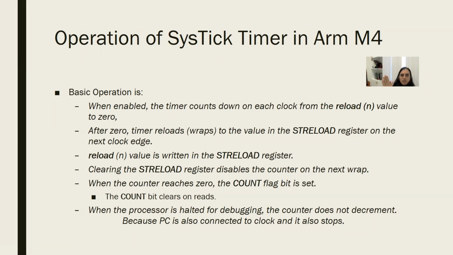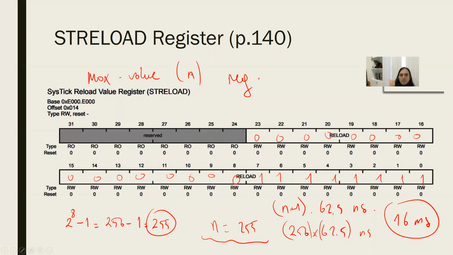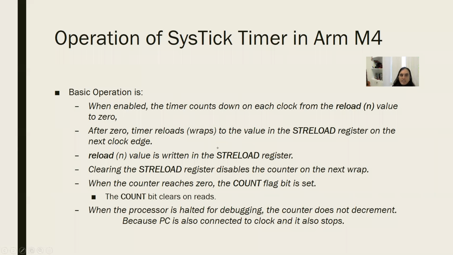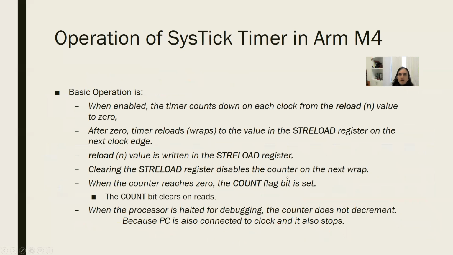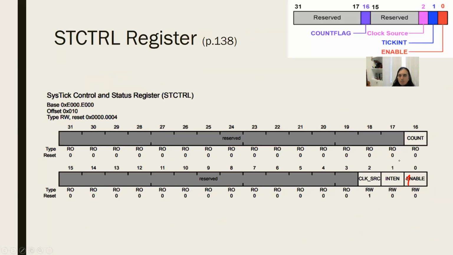Good. Clearing the ST reload register makes it 0, guys. So if you make this ST reload maximum value register 0, the timer becomes 0, and it's a decrementing register. It will be like 0, decrementing it to 0, loading 0 again, 0, 0. So it is like the timer is not working. That's why clearing the ST reload register, in other words, making the ST reload register all zeros, is identical to disabling the timer.